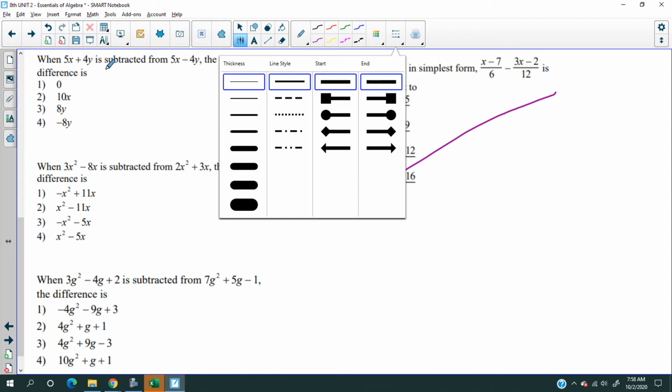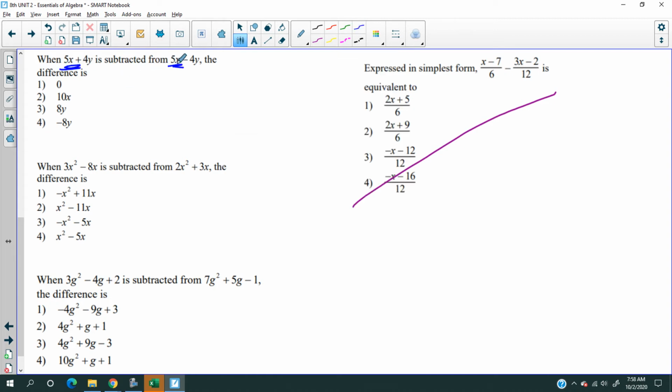So now, careful with the language here. So when 5x plus 4y is subtracted from 5x minus 4y, the difference is, now first of all, difference is the answer to a subtraction question, which I stated here already, subtracted. Now, let me ask you guys this question. If I say something like this, subtract 2 from 10, how would you write that as a mathematical sentence? Yeah, 10 minus 2.